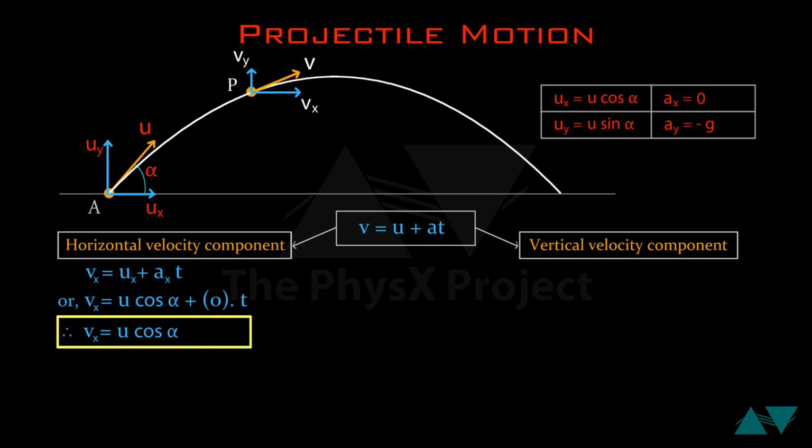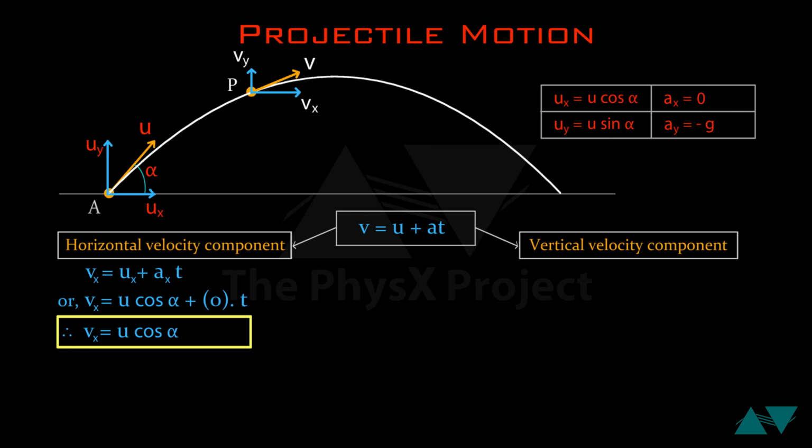Notice again that the horizontal velocity component is independent of time, meaning it remains the same no matter which point of time you are talking about during the whole journey. Horizontal motion is like that one student who never changes. Same speed, same attitude, no matter what's happening around.